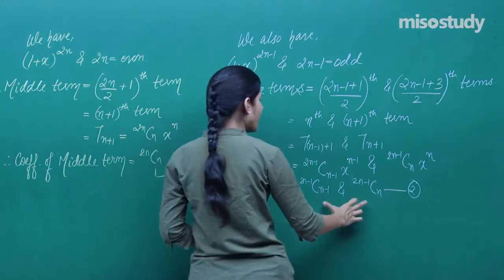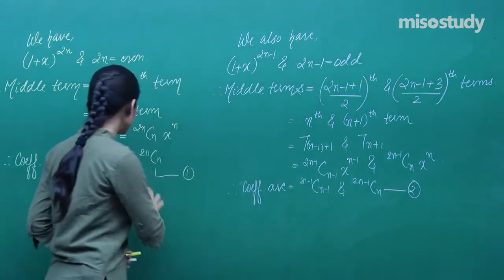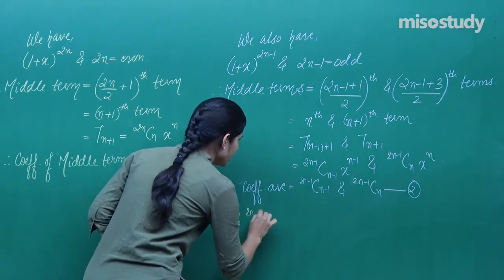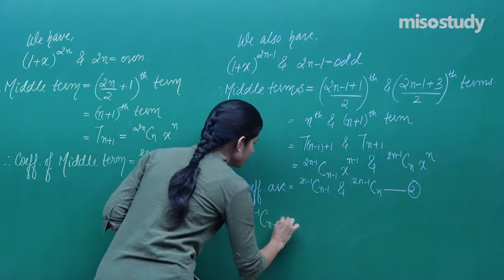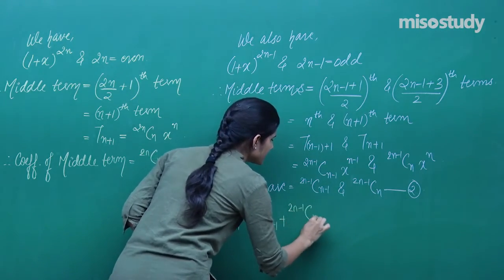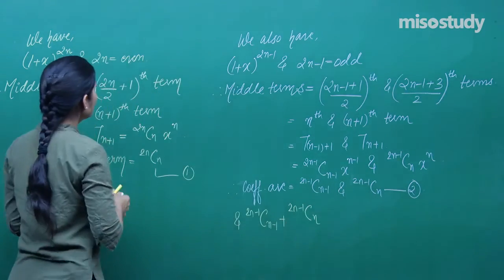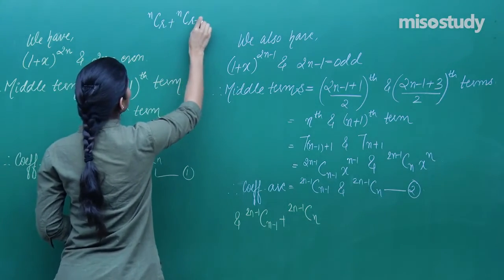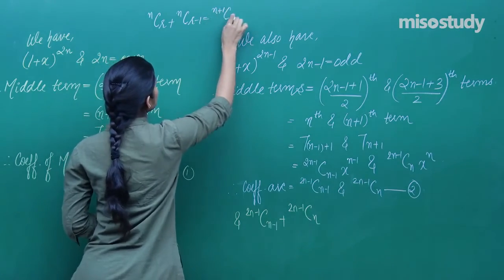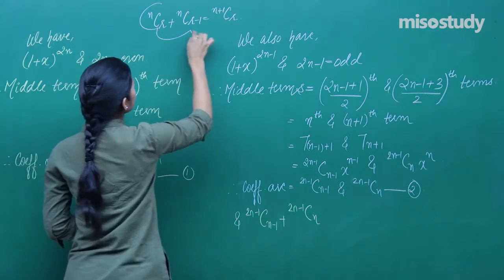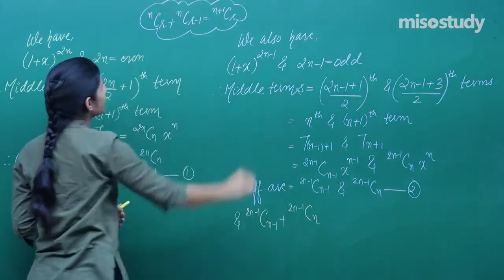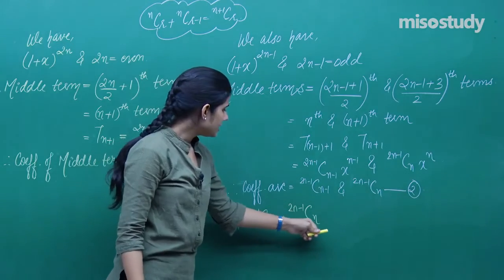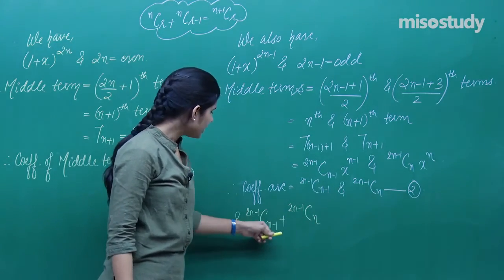The question is saying that when you add these two coefficients, you should get this coefficient. Is that true? 2n minus 1 Cn minus 1 plus 2n minus 1 Cn. If you can recall the formula, NCr plus NCr minus 1 is n plus 1 Cr. If this is something that you can recall, very nice. NCr and NCr minus 1.